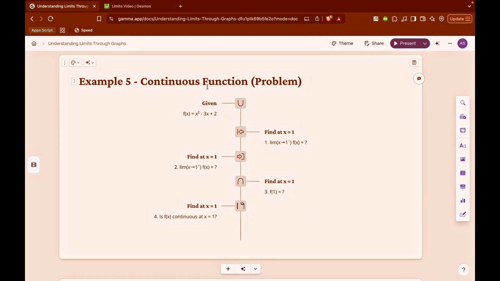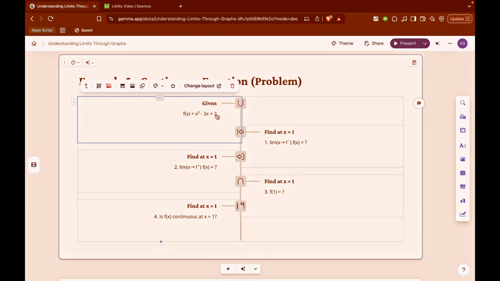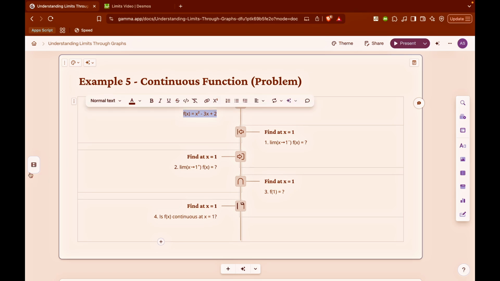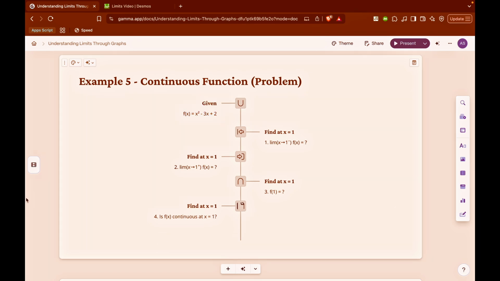Now our final problem is for a continuous function. If we are given f of x is equal to x squared minus 3x plus 2, we need to find the two one-sided limits and the function at x equal to 1, and also whether f of x is continuous at x equal to 1. Now, I'm assuming you probably found the answer to the last one already, since it literally says continuous function in the problem, you would most likely figure out that it's continuous, but I'll go over it anyways to show you how it exactly is.